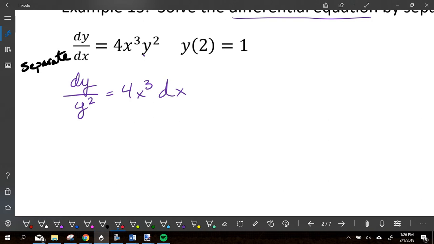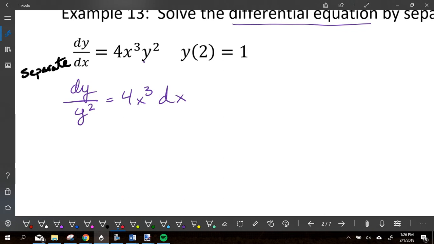Once we've separated, we don't want the dy and the dx there anymore. We are trying to solve this initial value, we're trying to solve the differential. What do we do to get rid of a dx? We integrate. So step 2 on these things is we are going to integrate both sides of the equation.